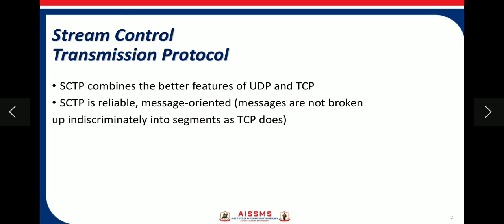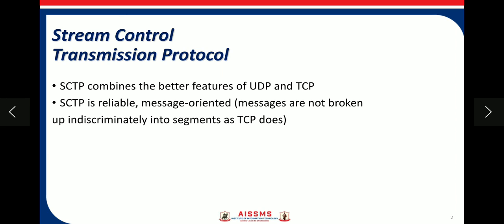So what is SCTP? It is the Stream Control Transmission Protocol. It is a new transport layer protocol designed to combine some features of UDP and TCP in an effort to create a better protocol for multimedia communication. SCTP is a reliable message-oriented protocol.